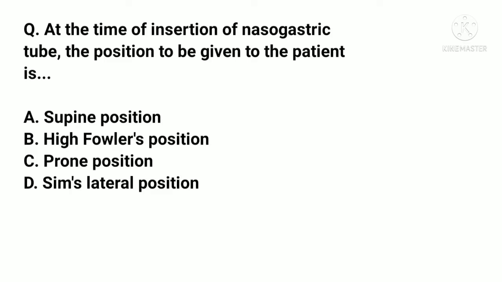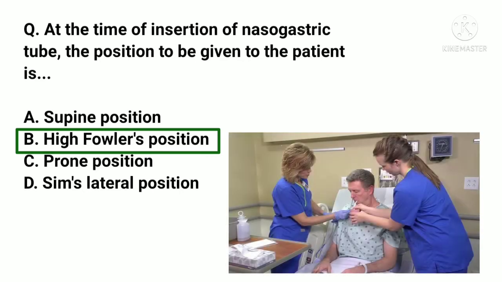At the time of insertion of nasogastric tube, the position to be given to the patient is A. Supine position. B. High Fowler position. C. Prone position. D. Sims lateral position. And the correct answer is B. High Fowler position. At the time of insertion of nasogastric tube, place the patient in Fowler's position or in a sitting position with the head inclined forward. It facilitates forward movement of nasogastric tube.